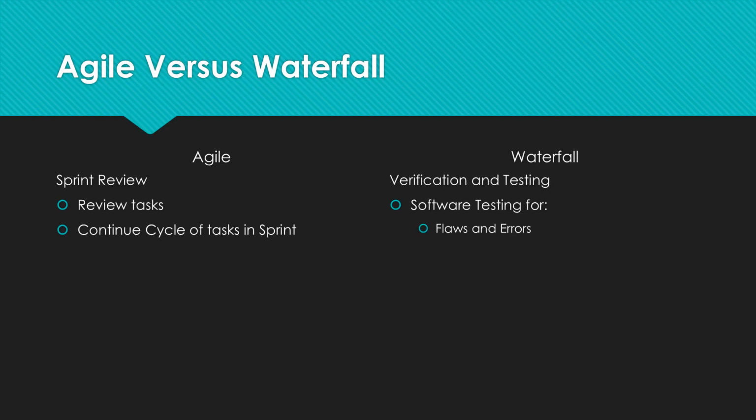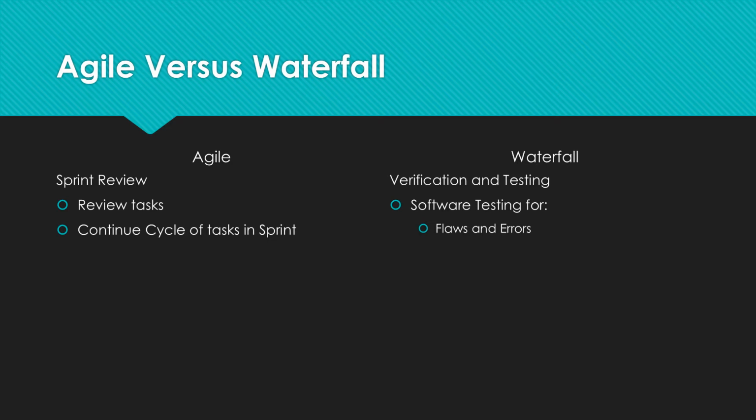The next phase in Agile is the sprint review. This is where you review the tasks that have been completed and then continue any other tasks within the program cycle itself in a sprint method, still meeting every 24 hours in a sprint meeting, in a Scrum meeting, and having that time to go over each of the tasks to the completion of the project itself.